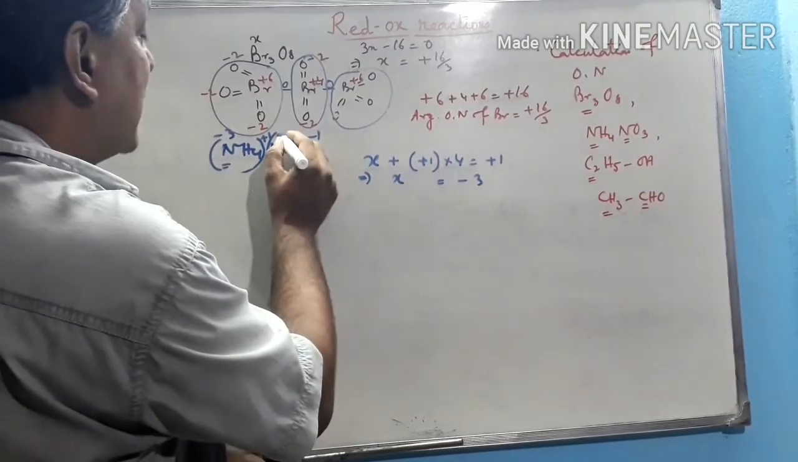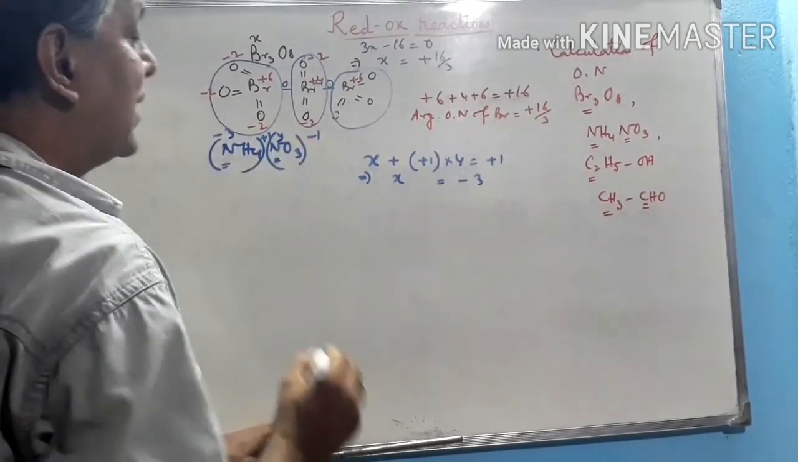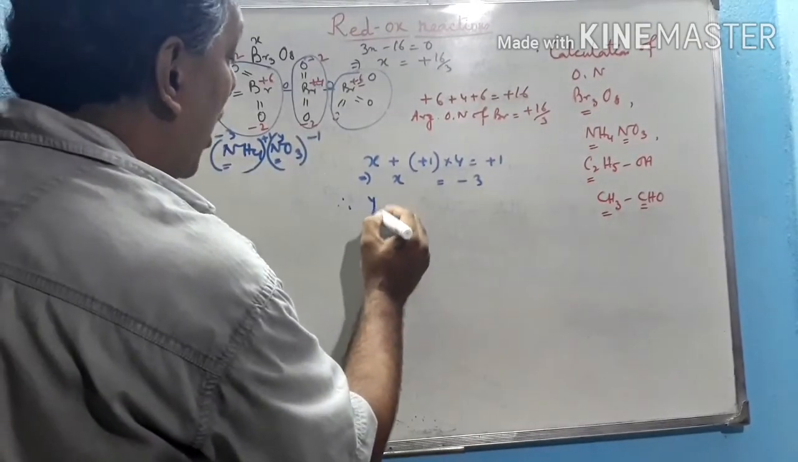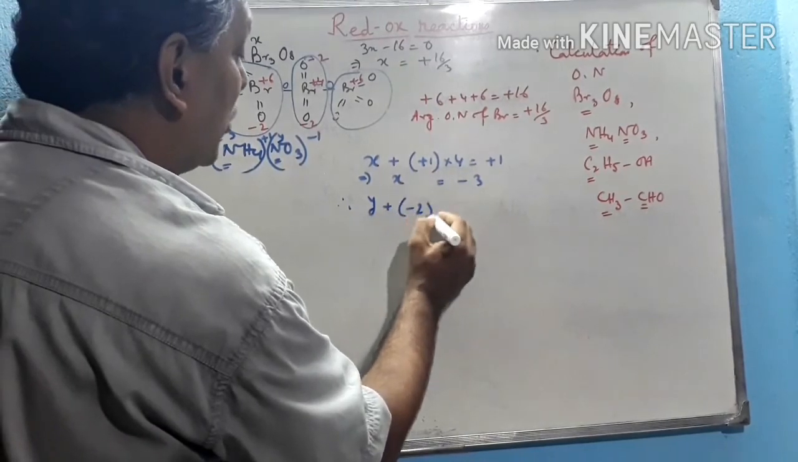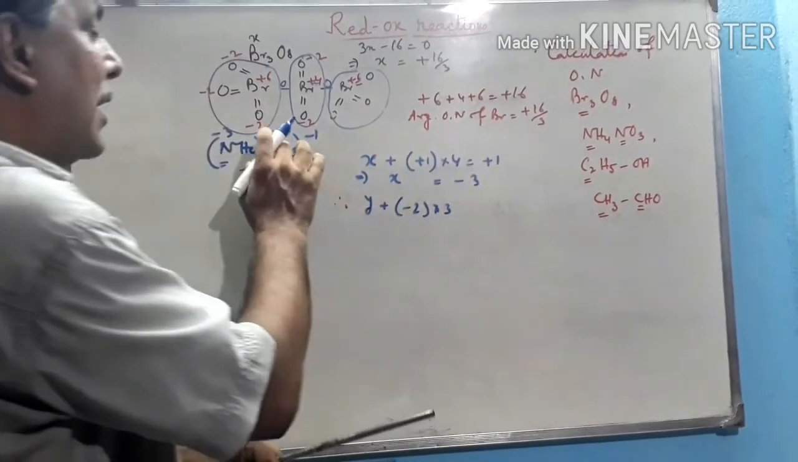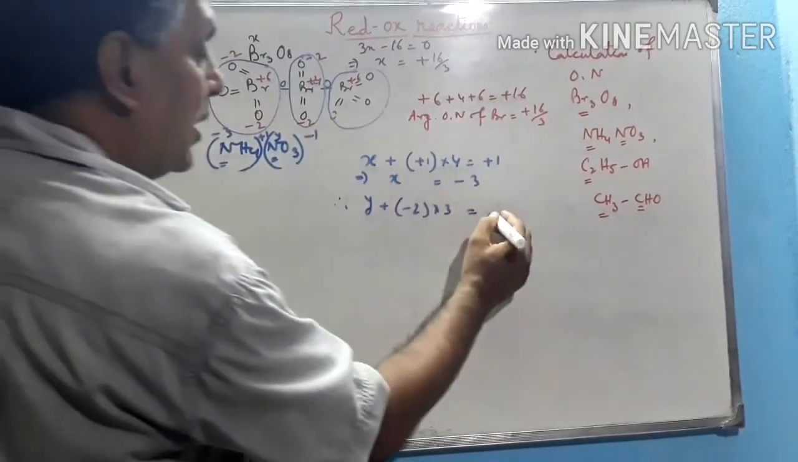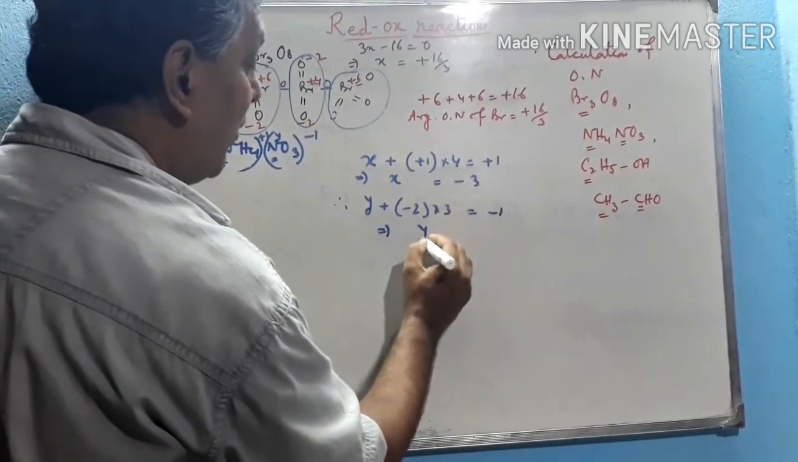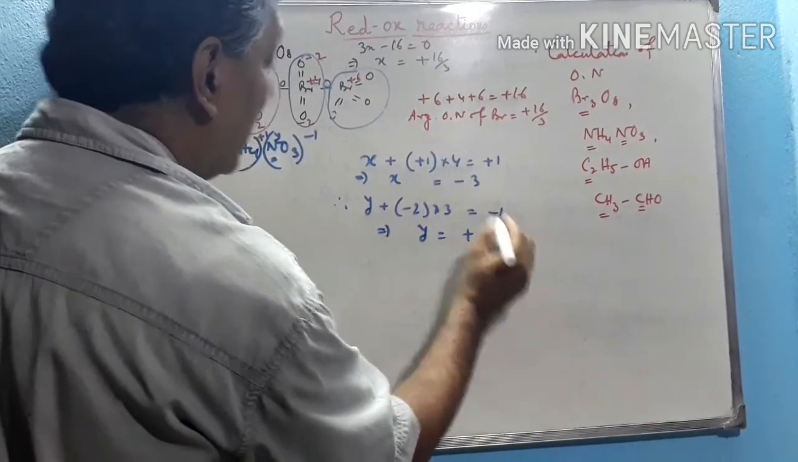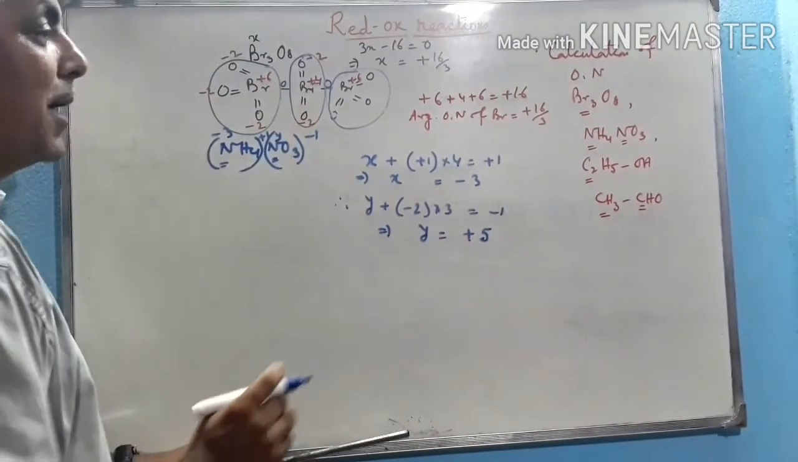Again, if we assume the oxidation number of this nitrogen in nitrate is y, therefore y plus minus 2 into 3, because the oxidation number of oxygen is minus 2. Minus 2 into 3, overall charge is minus 1. Therefore, we can calculate the value of y equal to plus 5. Here the oxidation number of nitrogen is plus 5.